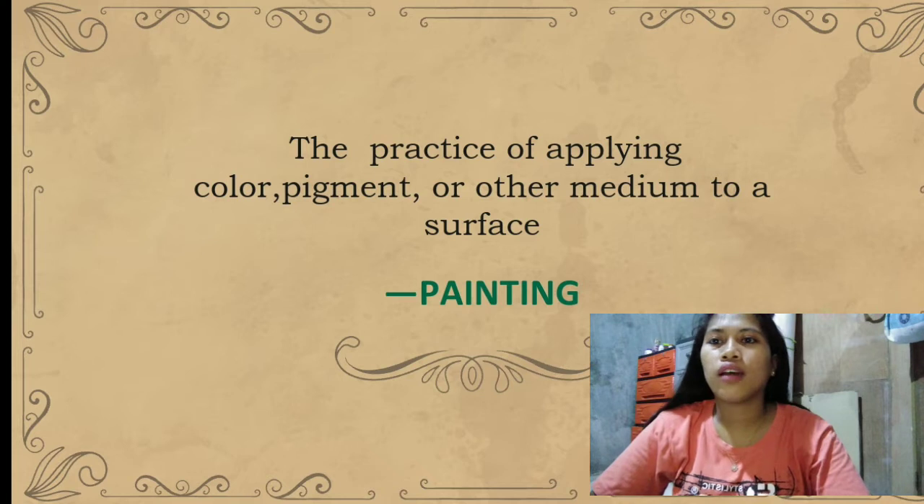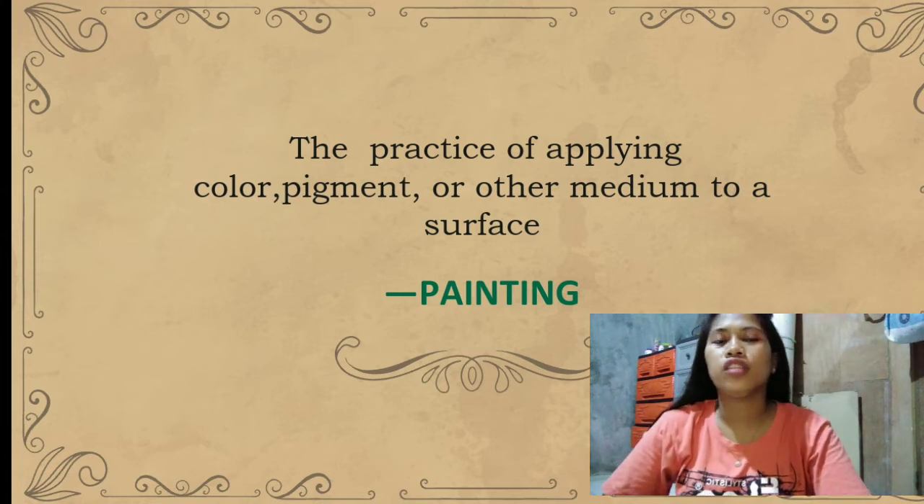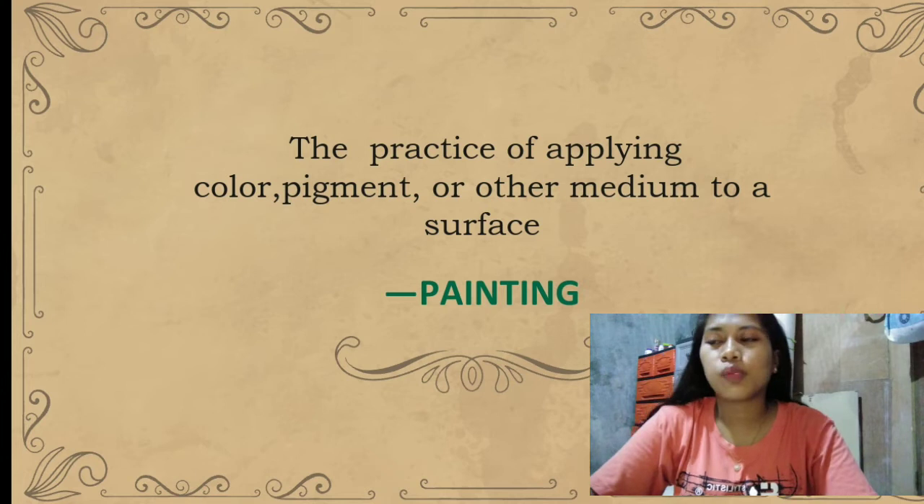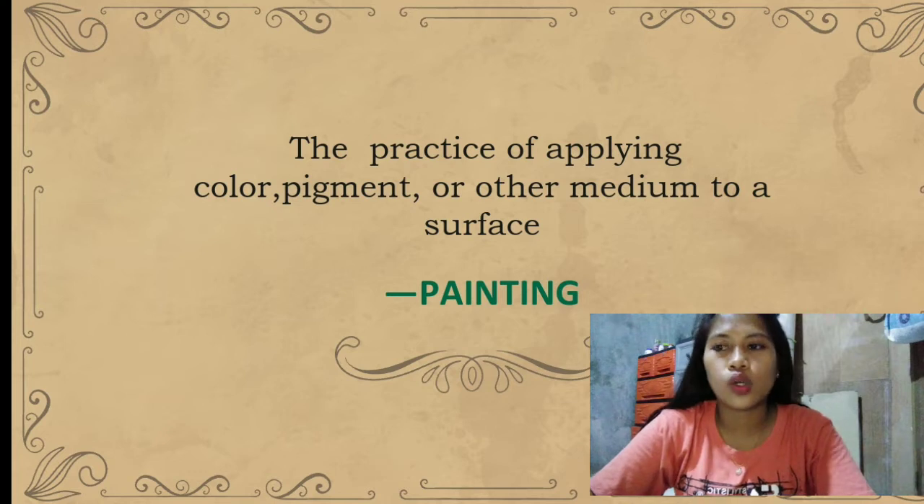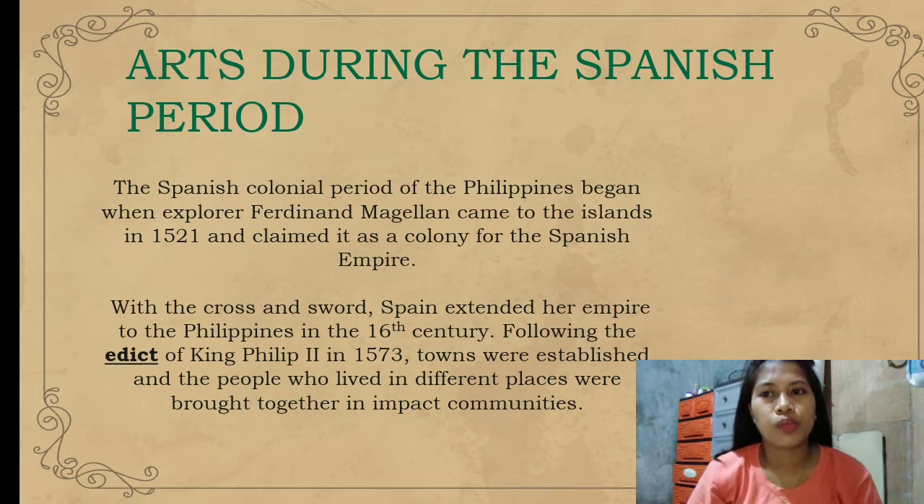So next we have painting. Painting is the practice of applying color, pigment, or other medium to a surface. It is also defined as the expression of ideas and emotion with the creation of certain aesthetic qualities. So that is painting. So next we have arts during the Spanish period.